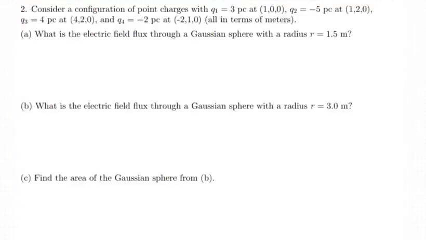Imagine you're given a question like this. The question says: consider a configuration of point charges Q1, 3 picocoulomb, Q2, minus 5 picocoulomb, and Q3, Q4, and we're asked to find the flux through the Gaussian surface with a radius like this.